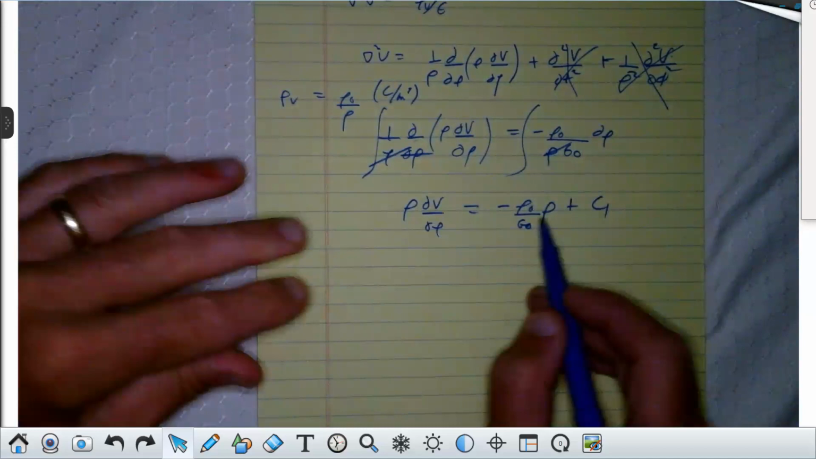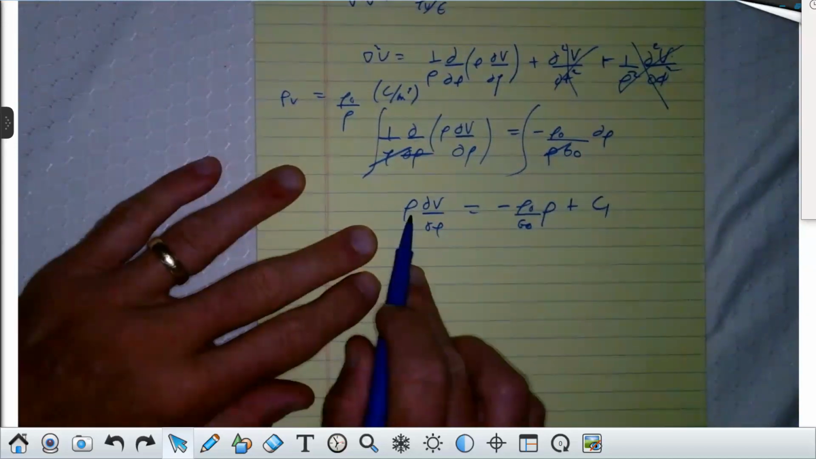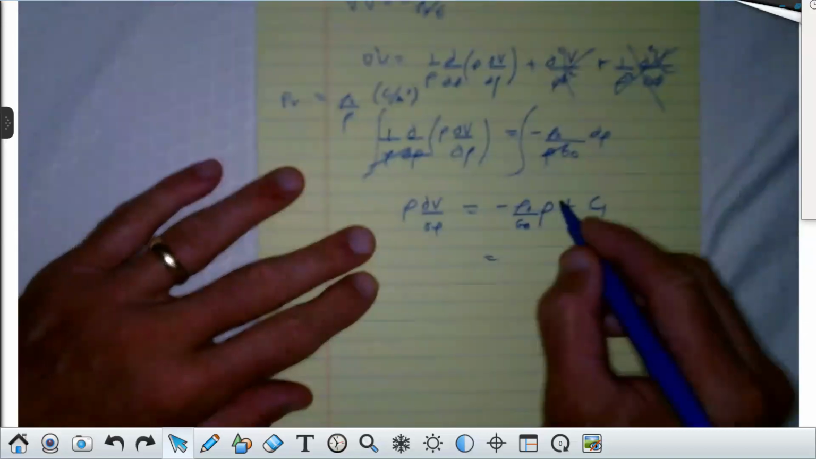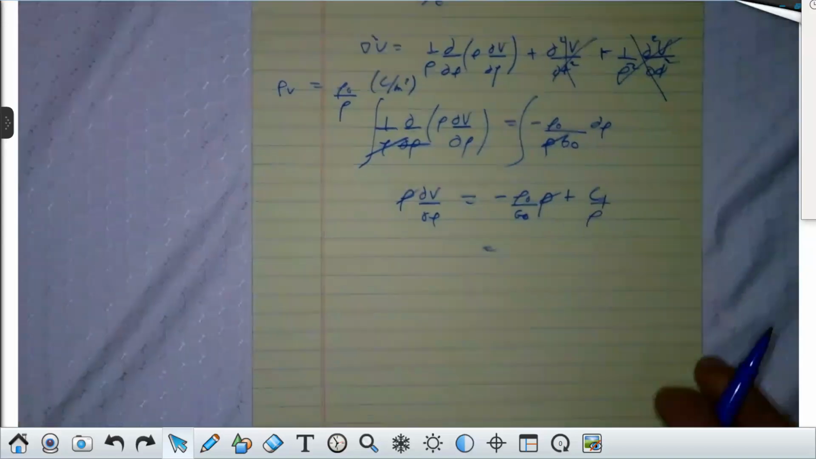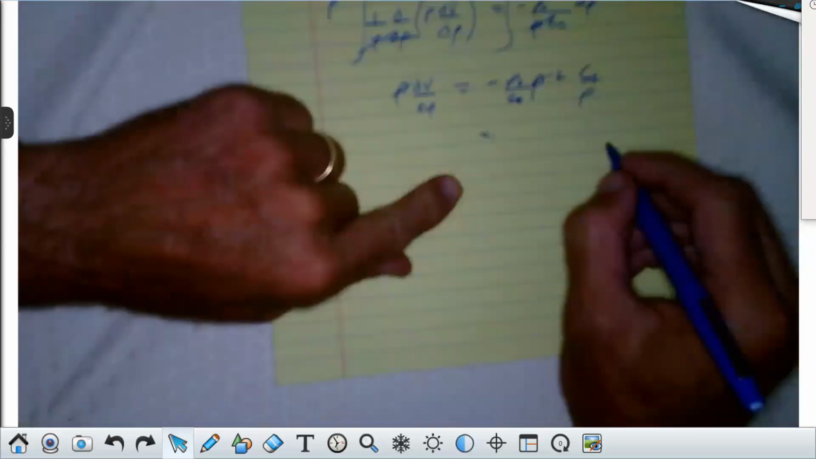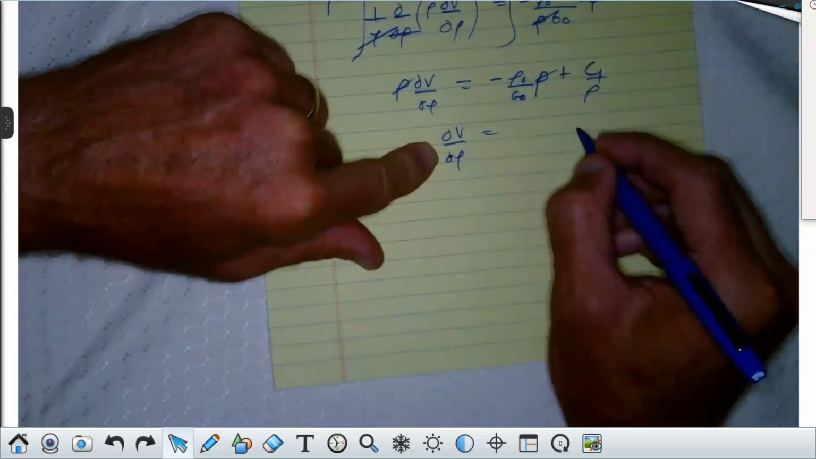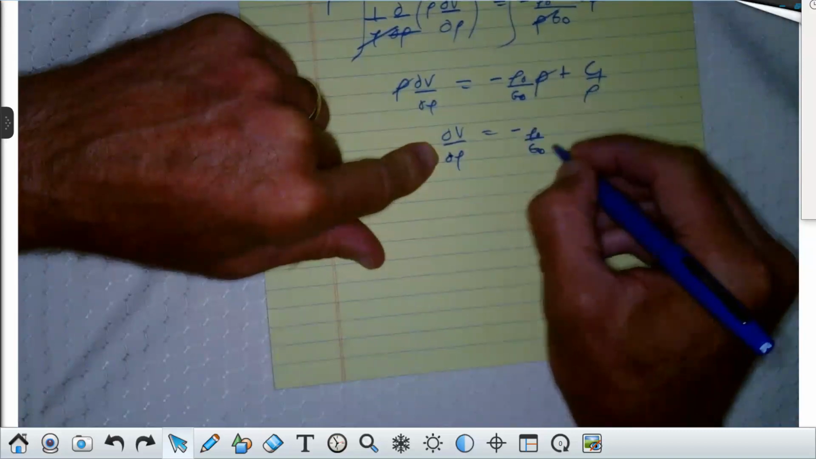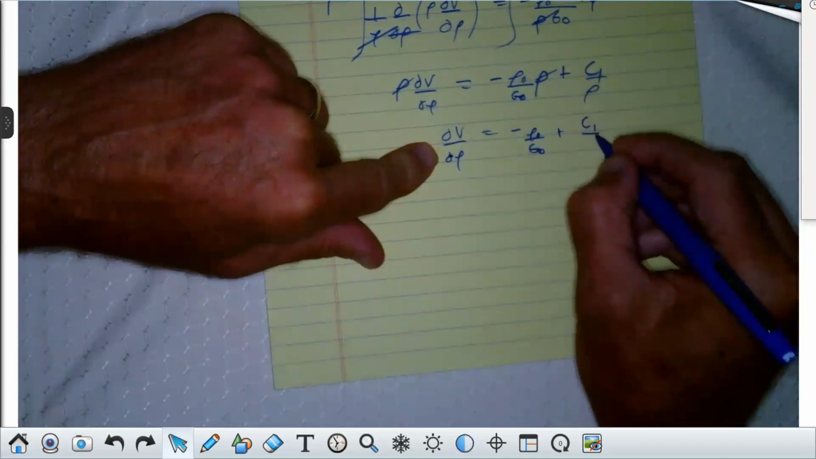Now, the next step's fairly obvious. I divide both sides by rho, correct, class? So when I divide by rho, it gets rid of this one, and it puts a rho down here. So in my doings, now I get this. I have dV/d rho is equal to just minus rho naught over epsilon naught plus C1 over rho.